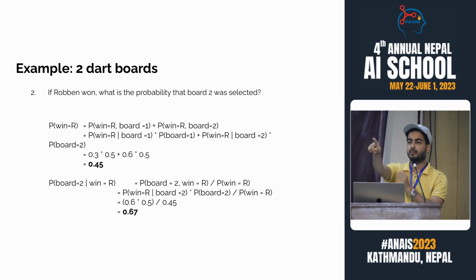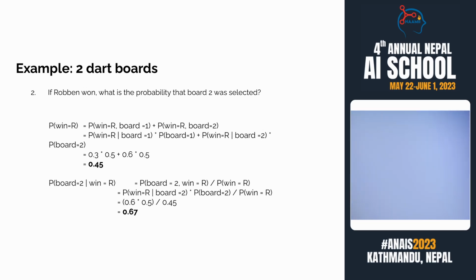Yeah, question there. Why isn't the probability of board 2 being chosen just 0.5? Because board 1 and board 2 could have the same probability, so why isn't it just 0.5? Yeah, good question. So if you didn't hear, I think what you're asking is why isn't the probability of board equal to 2 just 0.5?